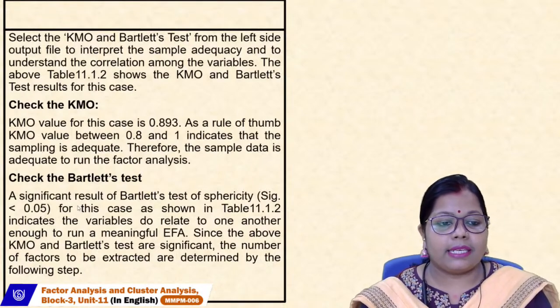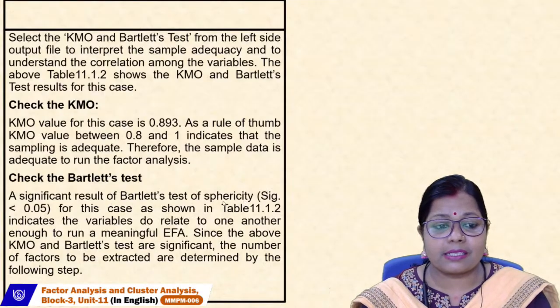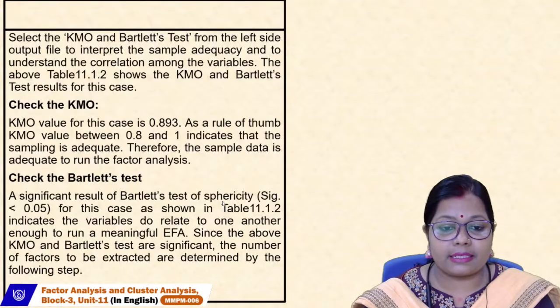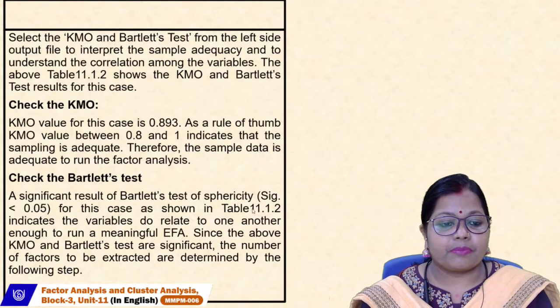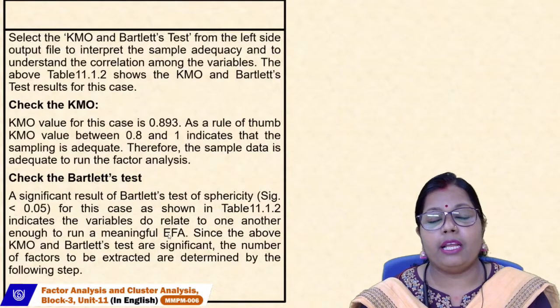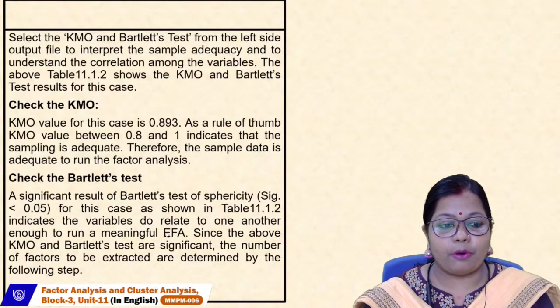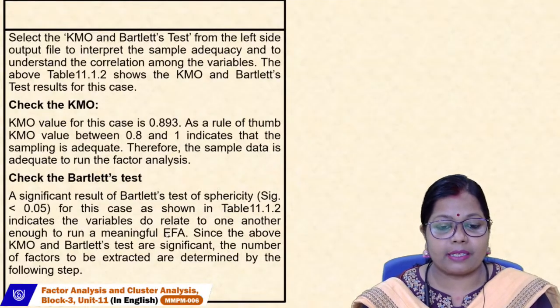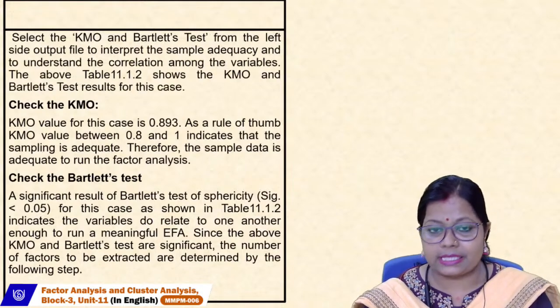After that, a significant result of the Bartlett test appears. A significant result means the significance value will be less than 0.05. In this case, it indicates that the variables relate to one another enough to run a meaningful exploratory factor analysis. So above the KMO Bartlett test significance, the number of factors to be extracted is determined by the following steps.